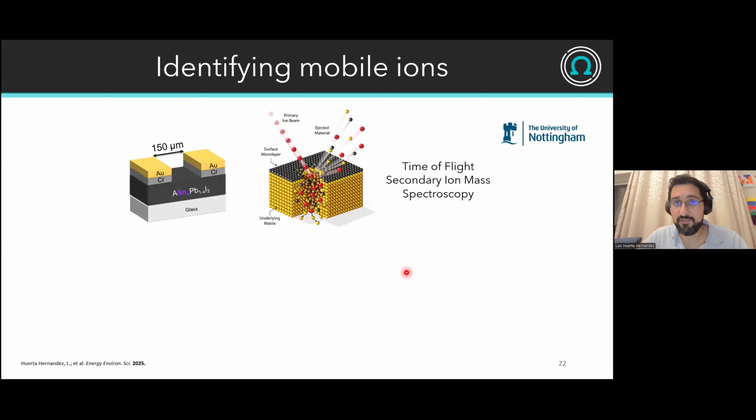Furthermore, we wanted to identify which mobile ions are moving, because in tin perovskite, I think that was an aspect that was still not very clear.